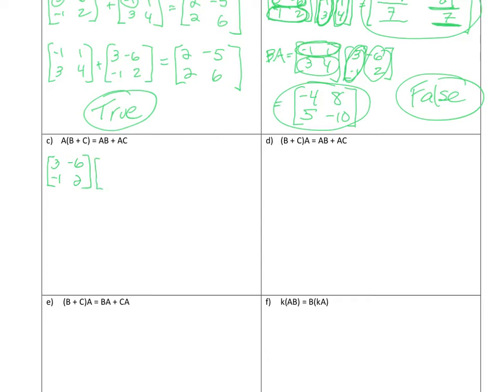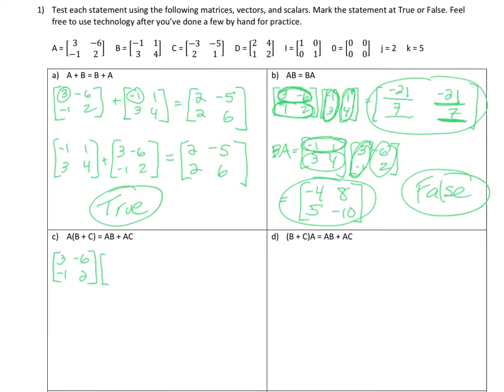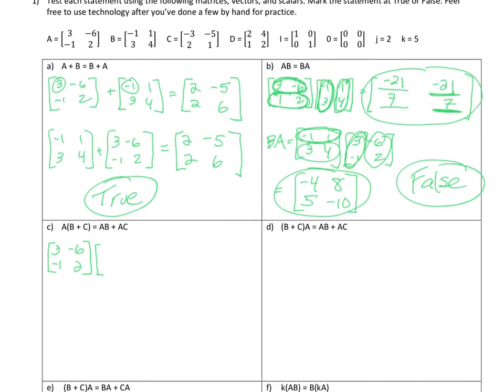And then I'm just going to add B plus C in my head here. B plus C is going to be -1 and -3 is -4. 1 and -5 is -4. 3 and 2 is 5. And 4 and 1 is 5. So I'm doing just this piece right now, A times B plus C. This is A. This is B plus C.